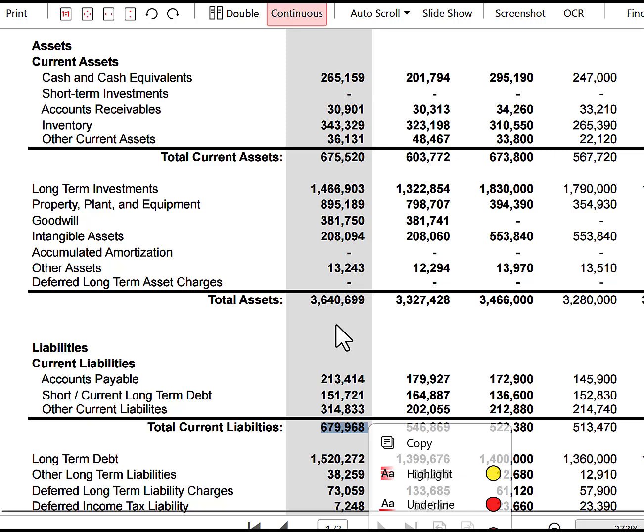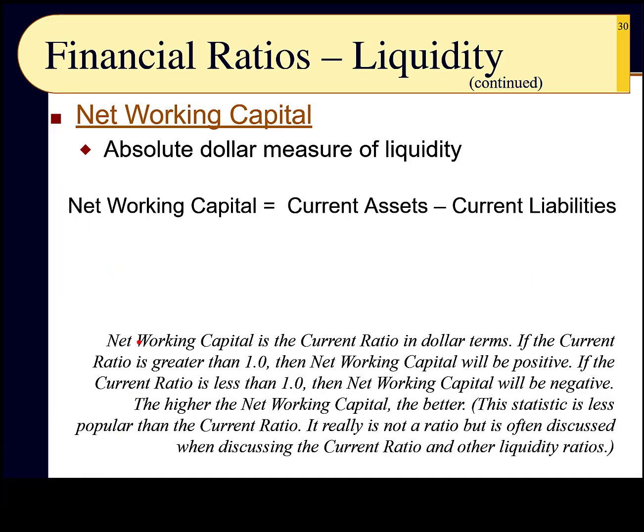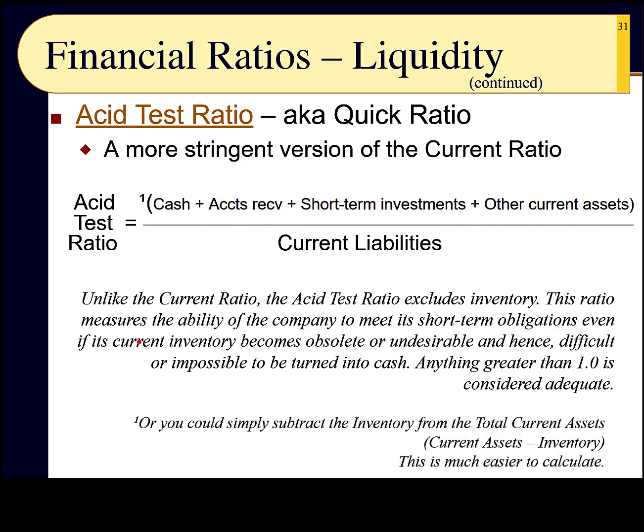Now, okay, so that's cool, right? That's the current ratio and the net working capital. But many investors want to know a more stringent version of the current ratio. This is called the acid test ratio or the quick ratio. And so what this does is it pulls out the inventory.